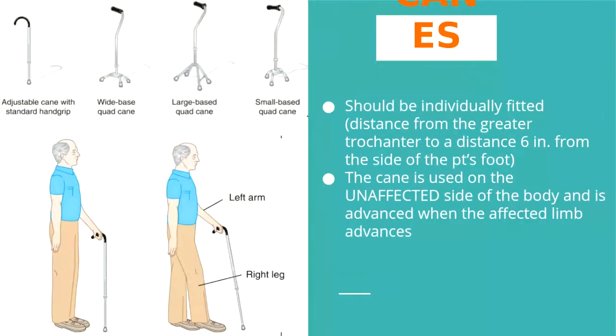So my slide got cut off over here. That said canes, and it got disoriented, but that says canes. So the top photo shows the different kinds of canes available and the different bases, which offer varying levels of support. And sizing is very important in terms of canes. They have to be fitted per person.